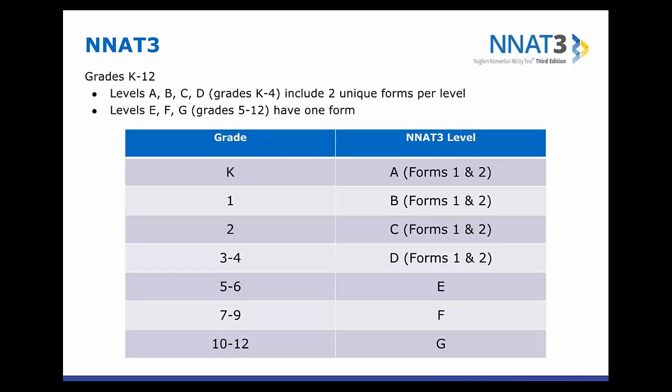And here's a chart just to break it down. Similarly to the NNAT 2, we have levels A through G. And just to drive home again, we can see here we have 2 forms for levels A through D. And then for levels E, F, and G, we still have the 1 form, but what we did was we took the content from NNAT 2 and we renormed it and put it on our brand new platform. So we have 1 form for levels E, F, and G, and 2 forms for levels A through D.